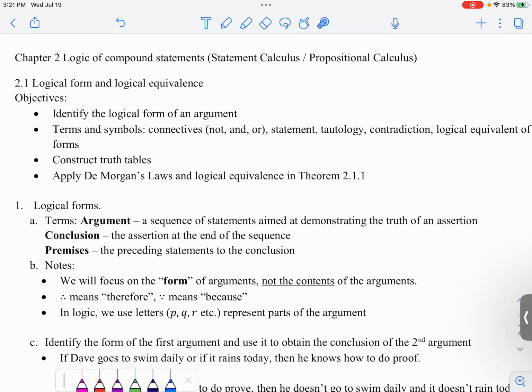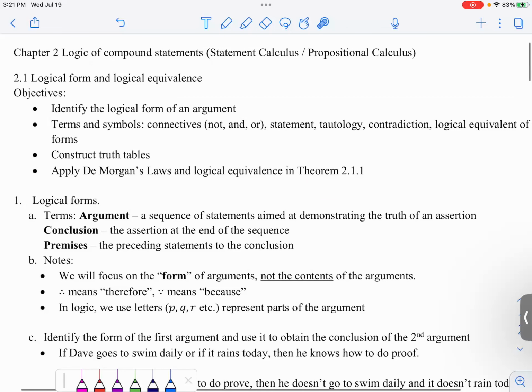In chapter 2, we'll begin the study of logic, the logic of compound statements more specifically. This is called statement calculus or propositional calculus. In the first section, we'll study the fundamentals. So it includes what is a logical form, and there are some terms and symbols we'll be using for the rest of these units. And we'll also learn how to construct truth tables and study some important results, including De Morgan's laws and all the logical equivalences listed in theorem 2.1.1.